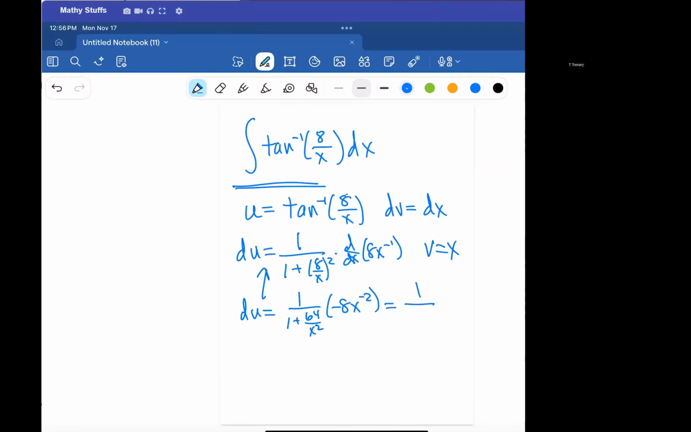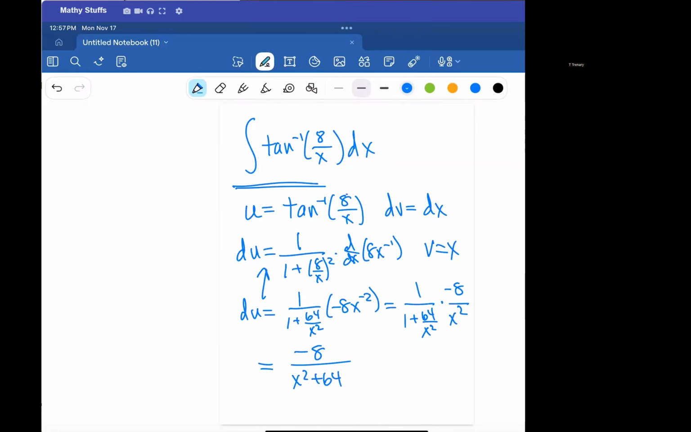There's some fraction work to be done here. And if we do it right, we can save ourselves a lot of misery. That is negative 8 over x squared. So notice how that x squared hits the bottom of that first complex fraction. So we've got negative 8 on top. And then when I multiply through here, I get x squared plus 64 on the bottom. Ain't that sweet? So those are my parts.